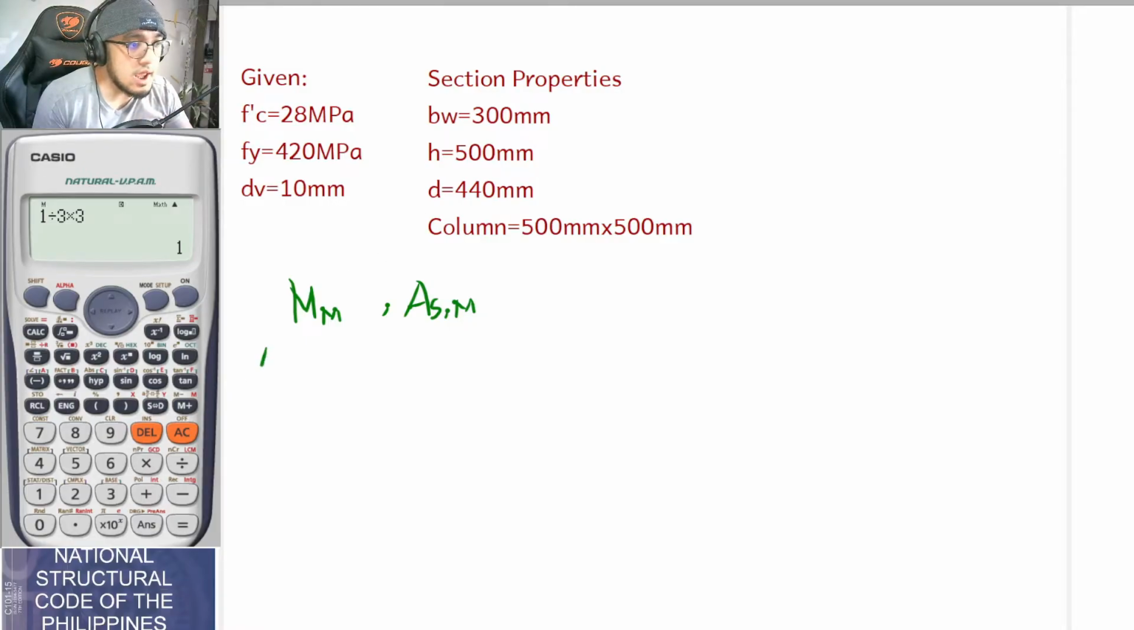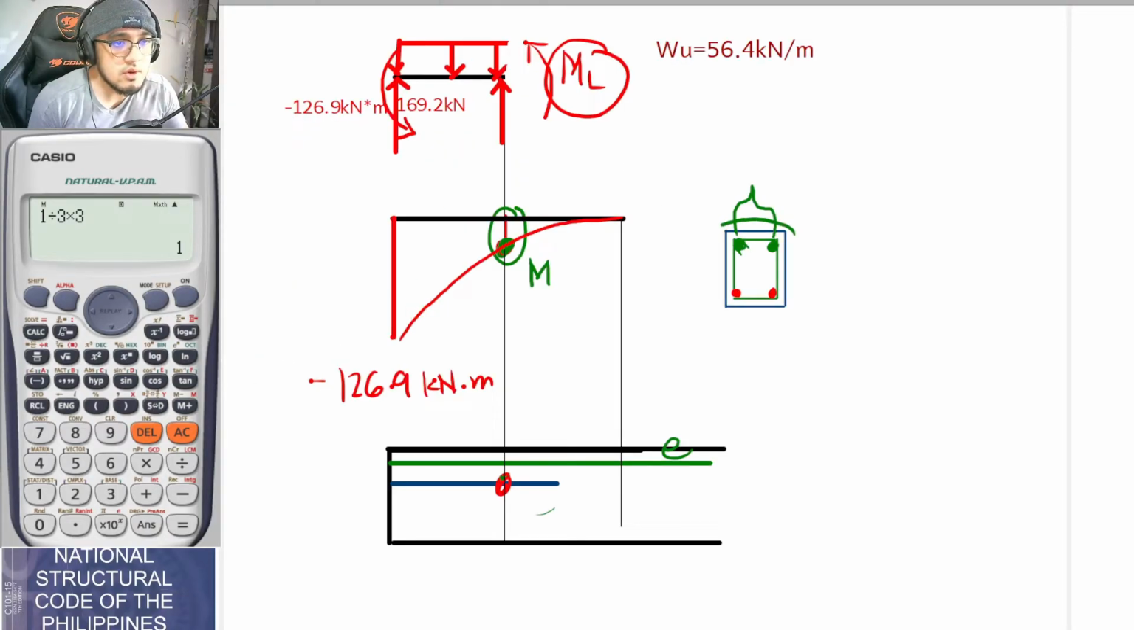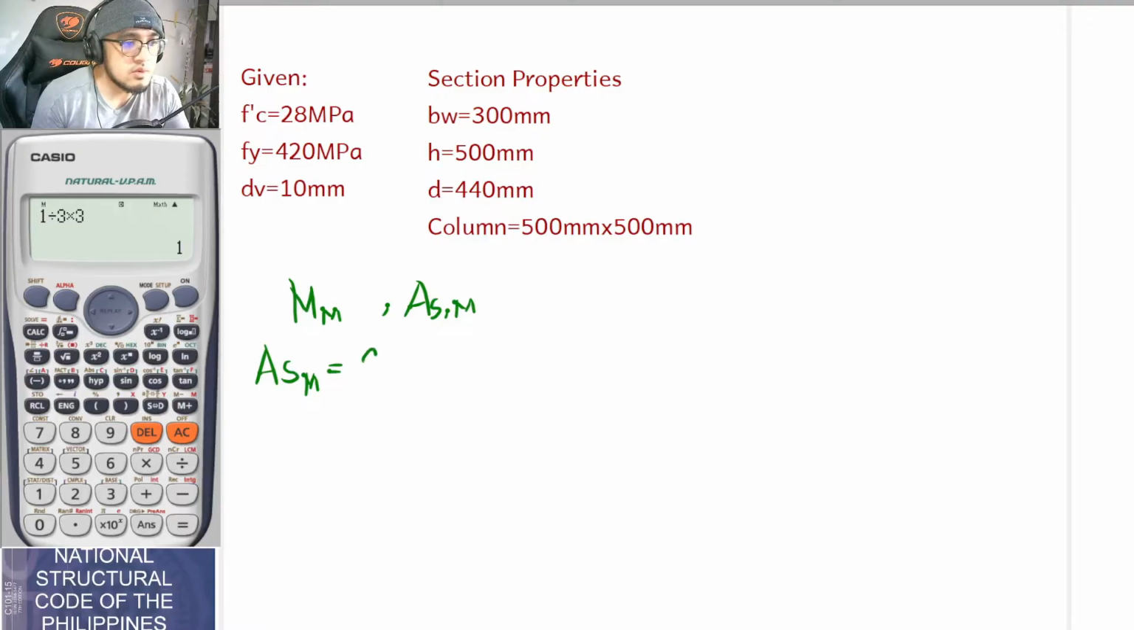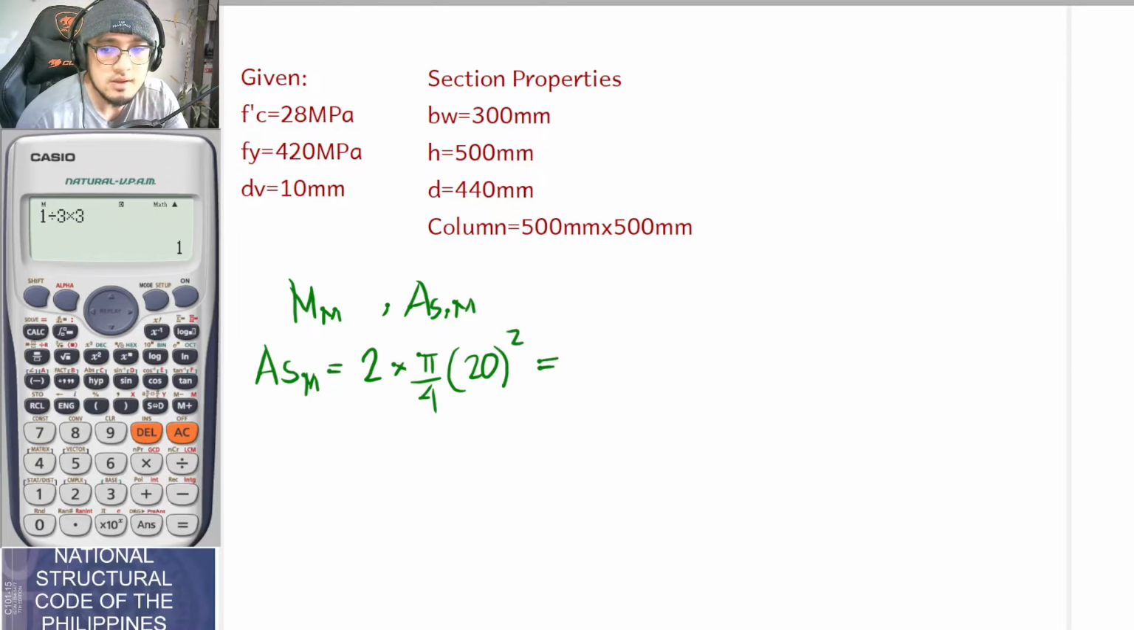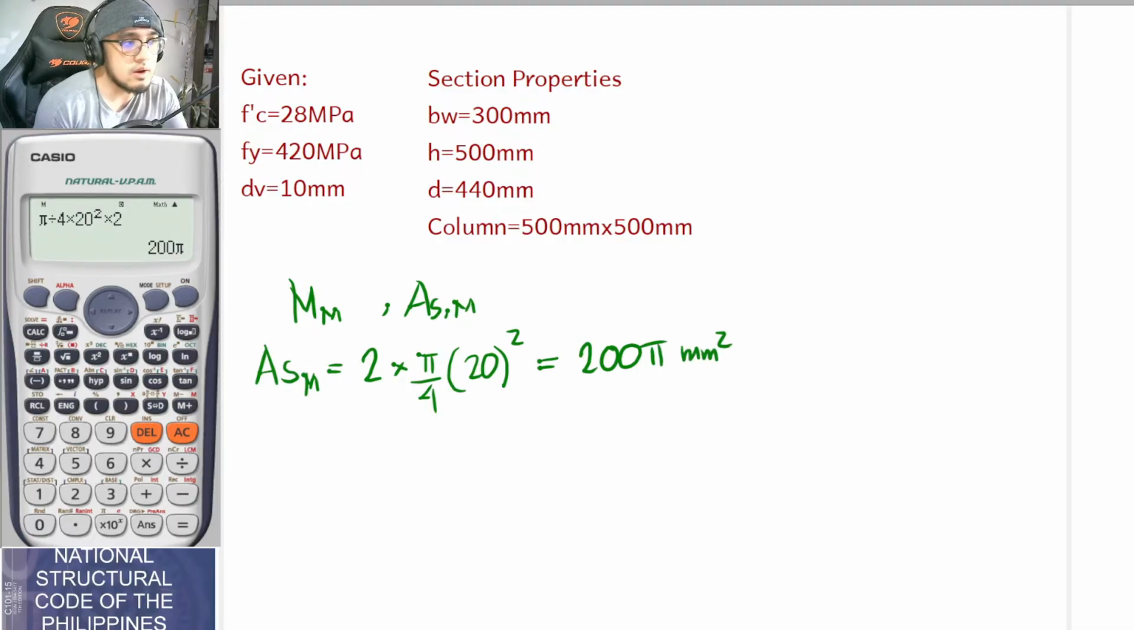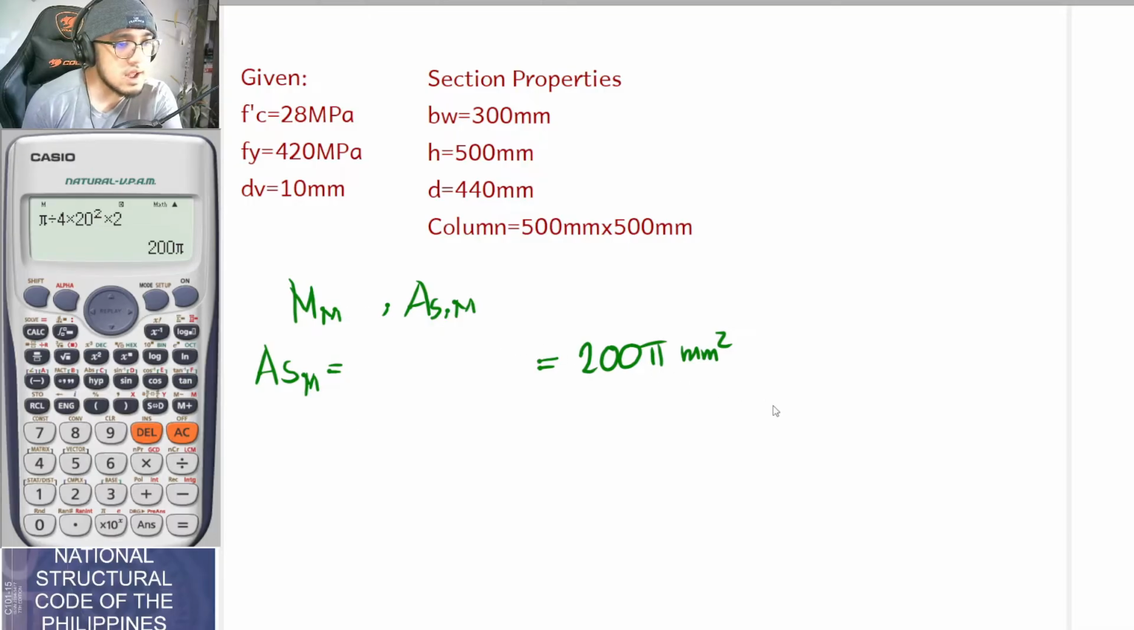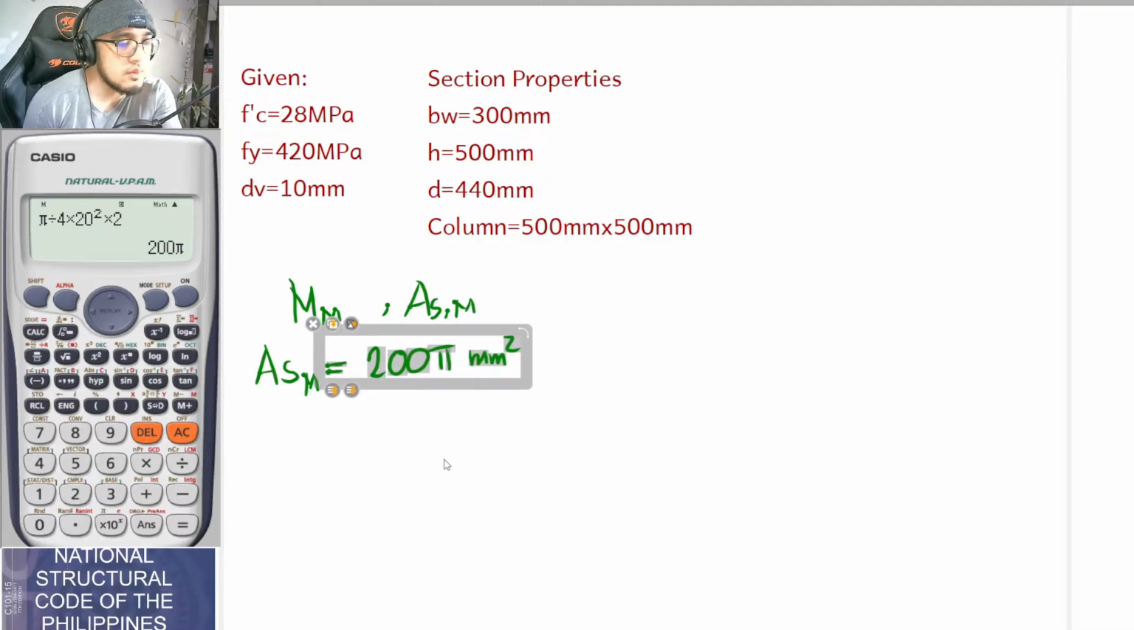So, for our ASM or our steel area for M, as you can see, we only have two pieces. So, 2 times the bar diameter of one rebar. So, pi over 4 times 20 squared, times 2. So, our answer here is to be 200 pi millimeter squared. So, that is to be the area of steel for bars M only.